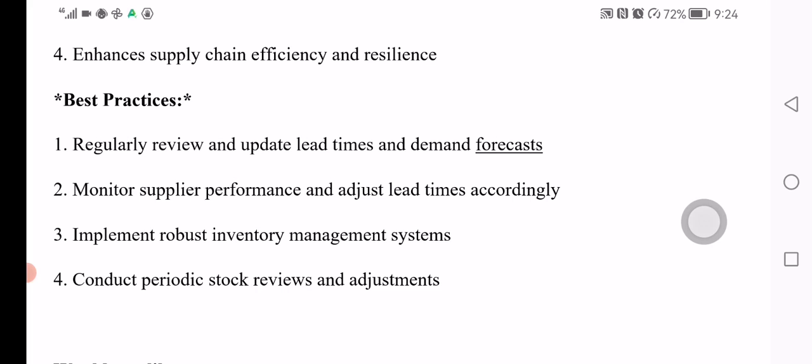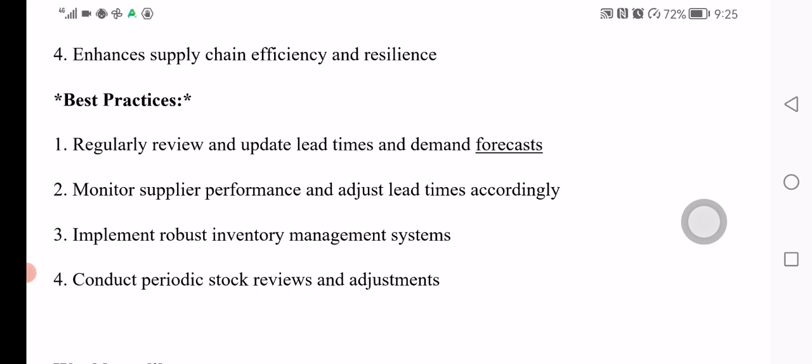Next is implement a robust inventory management system. You will have to implement a robust inventory management system. You should streamline inventory operations by using a warehouse management system. You should categorize the inventory for quick, easy identification and picking accuracy, like fast moving and slow moving. Fast moving goods should be placed first, and slow moving goods should be placed at the back of the warehouse. Your layout should be optimized. You should create cross aisles in the warehouse.